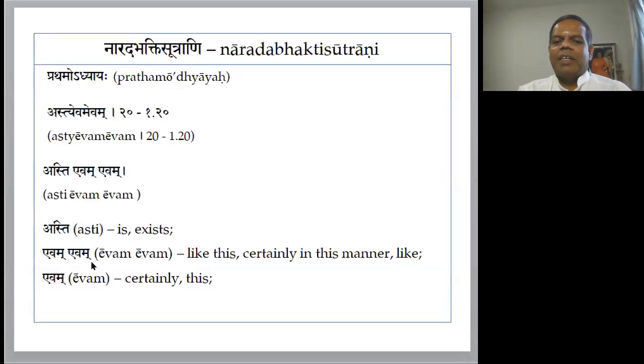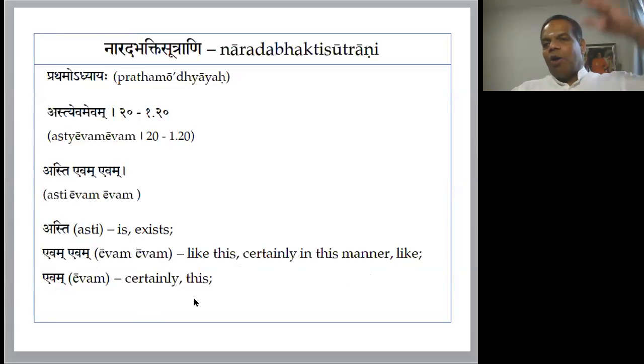It has the meaning in this manner. So it can be an emphasis also. This alone also it can say. So I've given like this, certainly in this manner, or something which is similar also meaning. So I've just given extra meaning. Eva means certainly, and this. 2 are good meanings. Evam also means this.